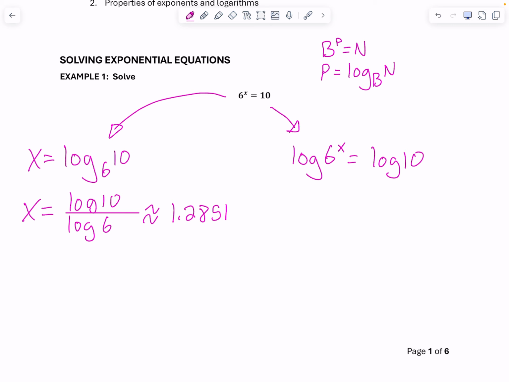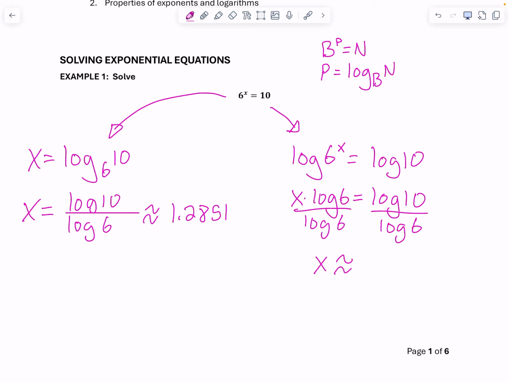What can I do with that x? It was like properties from last week. If I have a power up there, anybody remember? You just pull it down. It just comes out front. It's the power rule. Do you guys remember seeing that last week? That we can take a power and we can just bring it down if there's a log. Solving for x. How do you solve for x from here? Yeah, how do we do it? Divide, yeah. So I'm going to divide both sides.